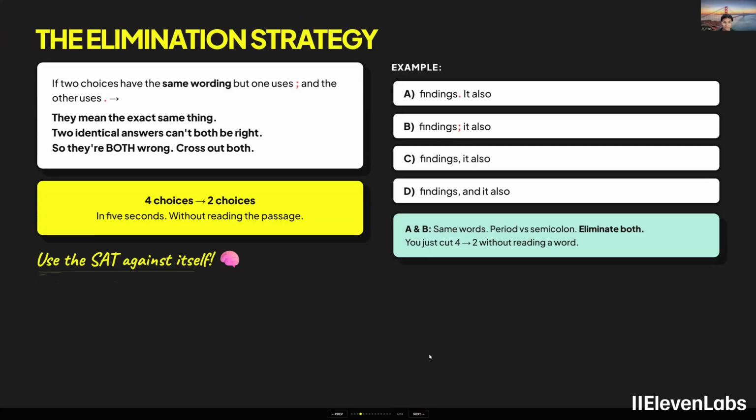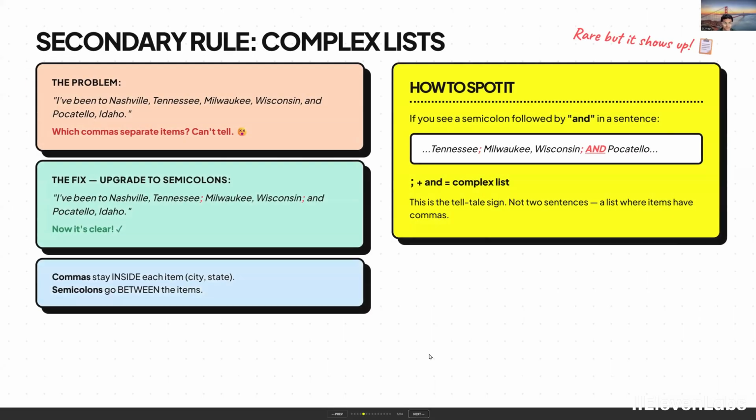Now let's talk about the elimination strategy that the SAT gives us for such problems. If both the choices use the same exact wording, but one has a semicolon and the other uses a period, then they're both wrong, since they both mean the exact same thing. The SAT can't have any controversial answers. And in just a few seconds, you've already eliminated two choices without reading the passage. You can use the SAT against itself like this.